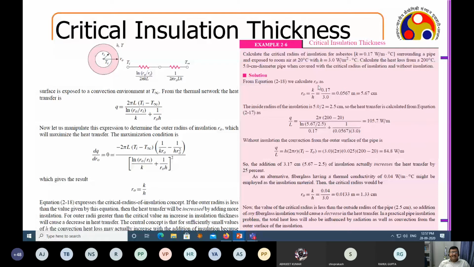Okay, let us just revisit once again. I will come back to this problem in the next class. Let us revisit the problem once again. After forcing the optimal condition, R0 is obtained as K by H. Now K is the thermal conductivity of the solid, right? Of the insulator, and H is the heat transfer coefficient of the outer fluid. Now K by H will give me a value.